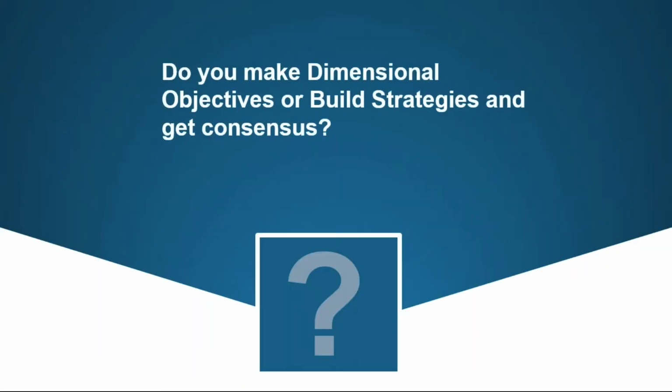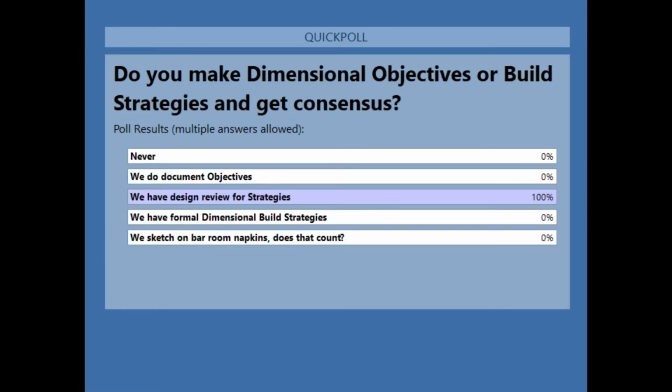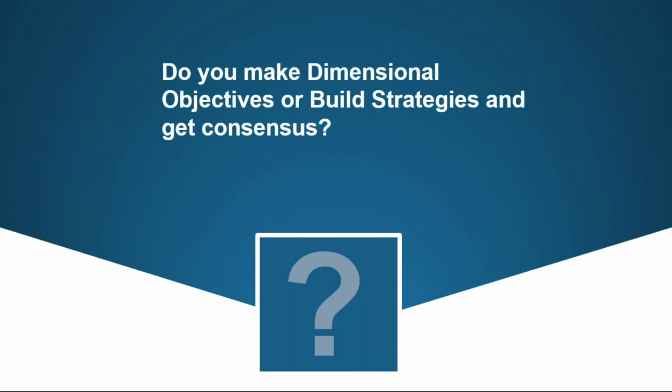So do you make dimensional objectives or build strategies and get consensus on them up front? Okay. Looks like we had a clear consensus of we have design reviews for strategies. Yep. A lot of folks do strategies, but the strategies sometimes are not always focused on dimensional. If I don't have an objective, if I don't know where I want to be dimensionally, it's hard to make a strategy to make it get there. The goal of the objectives is to document what the customer needs. The goal of the strategy is to make sure I can meet those.